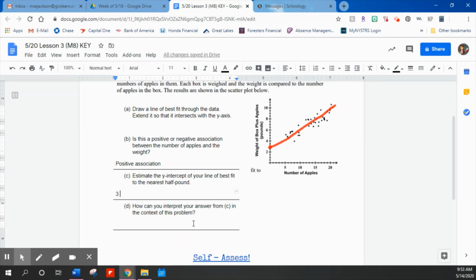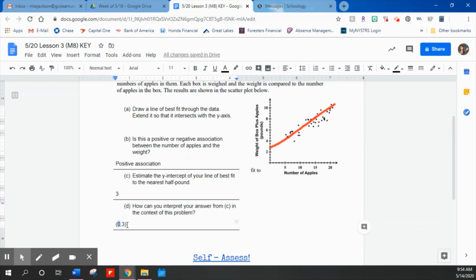How can you interpret your answer from C in the context of this problem? So let's think about this point right here. This is my y-intercept. That coordinate is really (0, 3). So we want to interpret what those numbers mean in the context of the problem. Remember, first comes our x value. Our x value is at 0. My x-axis is the number of apples. So that means I have 0 apples.